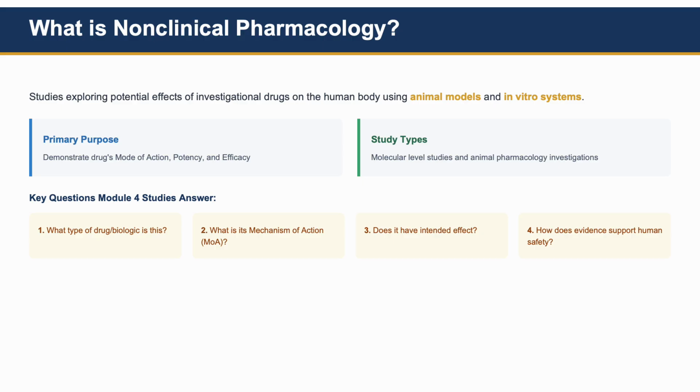The non-clinical pharmacology studies summarized in Module 4 are designed to answer 4 key questions. What type of drug is this? What is its mechanism of action? Does the drug have its intended therapeutic effect? And how does the combined body of non-clinical evidence support efficacy and safety in humans?